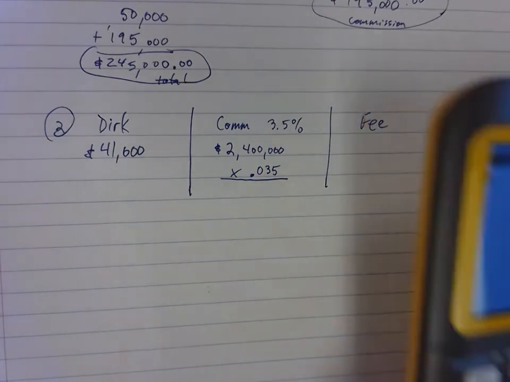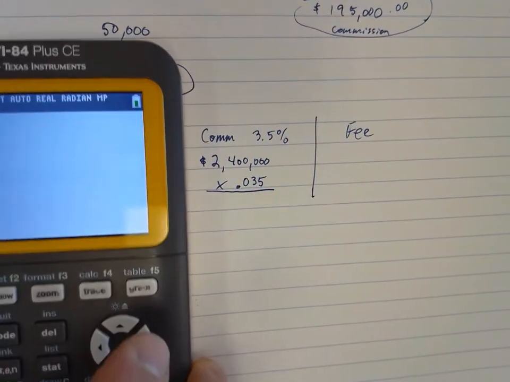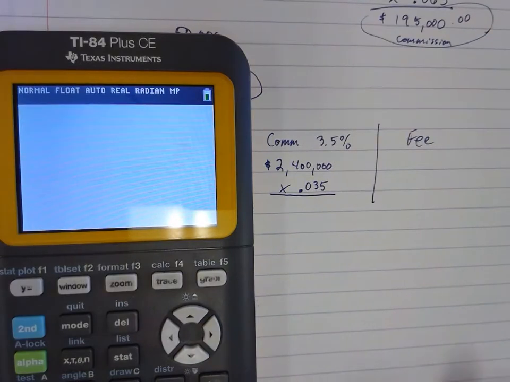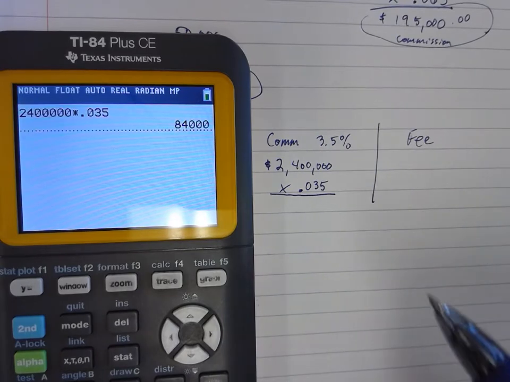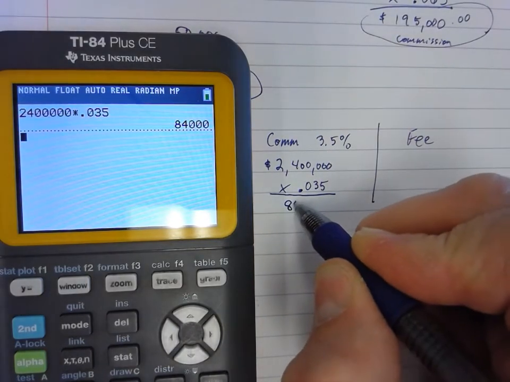So let's go ahead and calculate that up and see how much he's going to make off of that. This might be another number that blows my mind. Alright, 2,400,000 times 0.035. So how much is he going to make off of that? He's making $84,000 off of that, people.